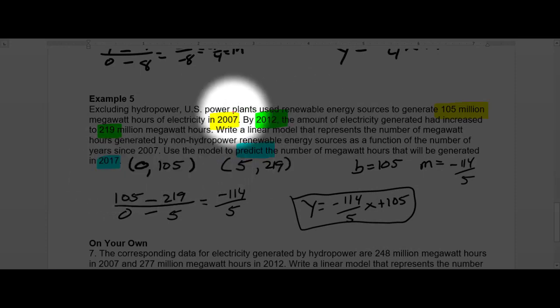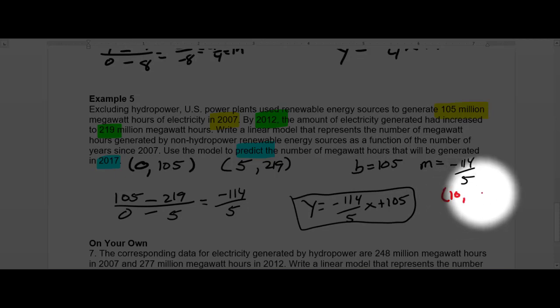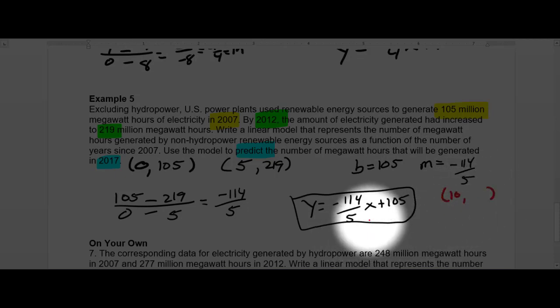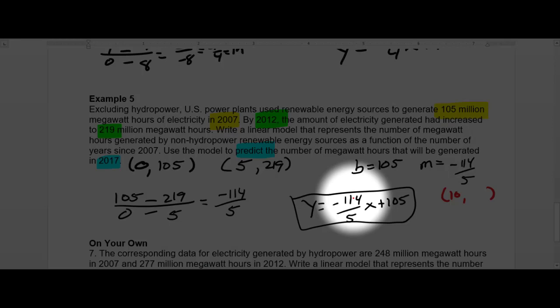But notice how it says now we need to predict what's going to happen in 2017. So how many years after 2007? That's 10. So we want to know what happens when we plug in 10, what do we get out? So let's plug in 10 here. So we're going to type in negative 114 divided by 5 times 10, and then we're going to add 105. And we get, whoa, that doesn't seem right.